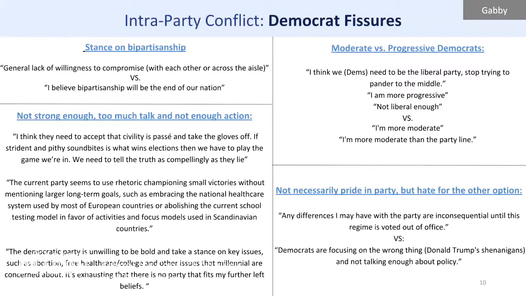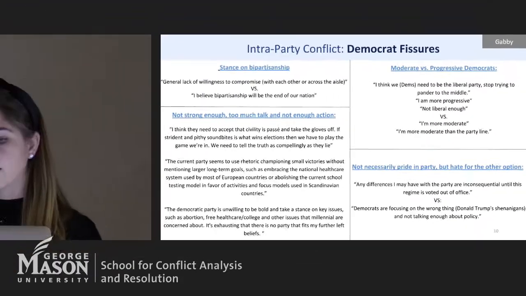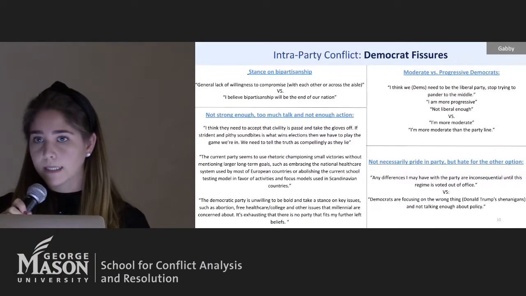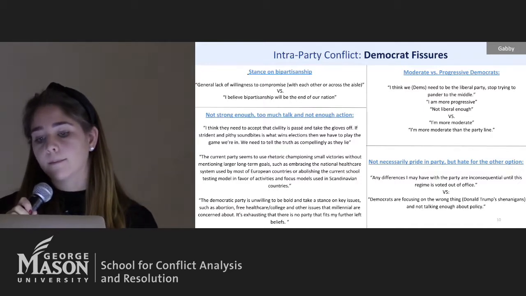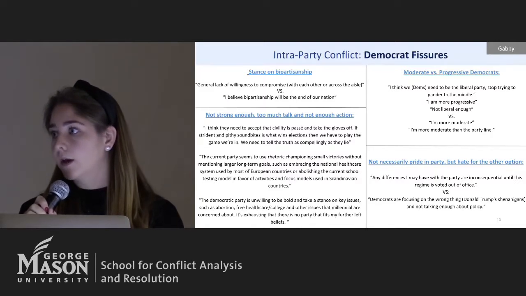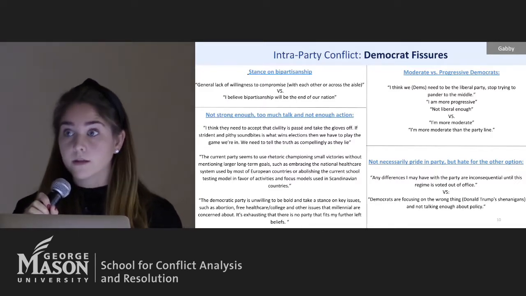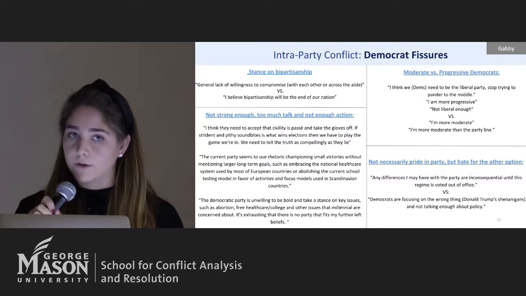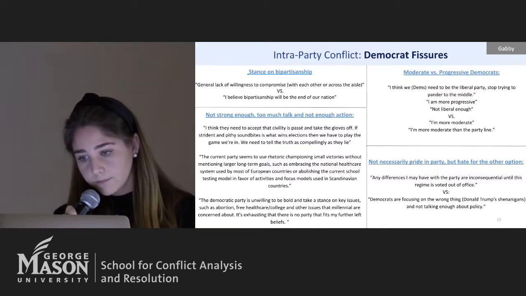There's a big fissure that we identified between moderate and progressive Democrats. In our survey, we got a lot of responses from people who said that they are more progressive than their party line. And then we had multiple respondents who said they're more moderate than their party line, so that was definitely a fissure that we learned more about during our focus groups and dialogues as well.